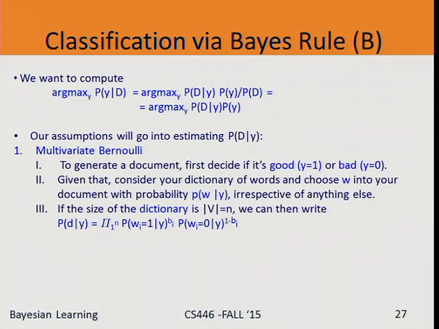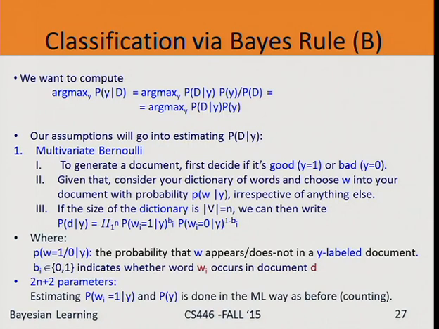Under the multivariate Bernoulli distribution, to generate a document, first I'm going to decide what the label is. Once I've decided the label, I consider a dictionary of words, and I choose a word W into the document with probability P of W given Y, which means there are two numbers here: P of W given like or dislike. If the size of the dictionary is N, the probability of the document is the following. For each word, I have the term P of W being in the document given the label, times P of W not being in the document given the label, and the powers B_i or 1 minus B_i determine whether the word actually occurs in the document or not.